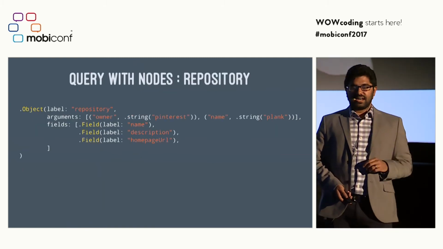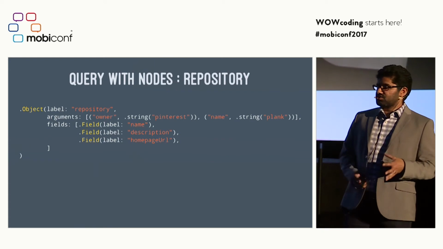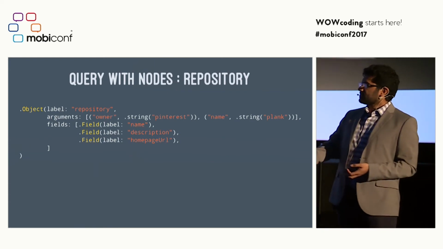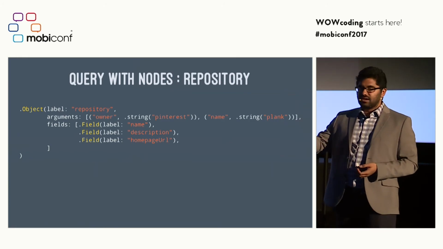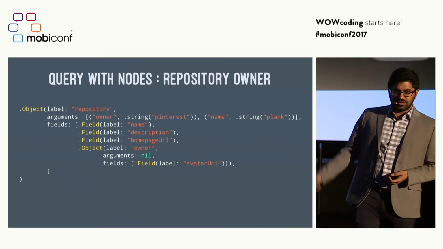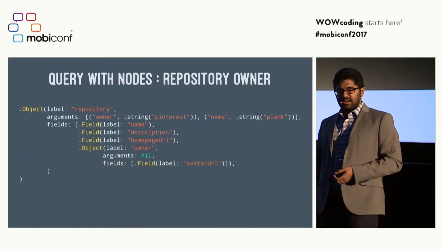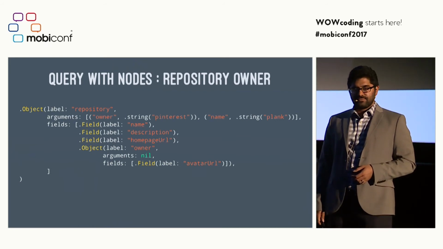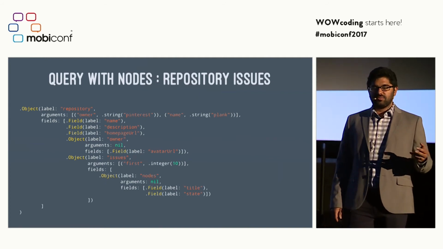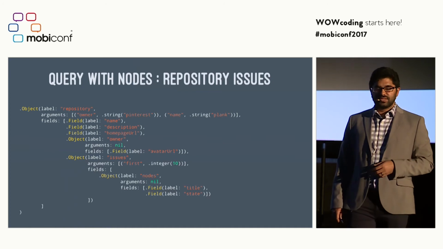Now we can start to rewrite that raw string query as an instance of this enum. We can have a label of repository, pass it the necessary arguments and a few fields. Then we can add owner and its avatar URL. And then we can add issues and pass the proper arguments and the title and state.